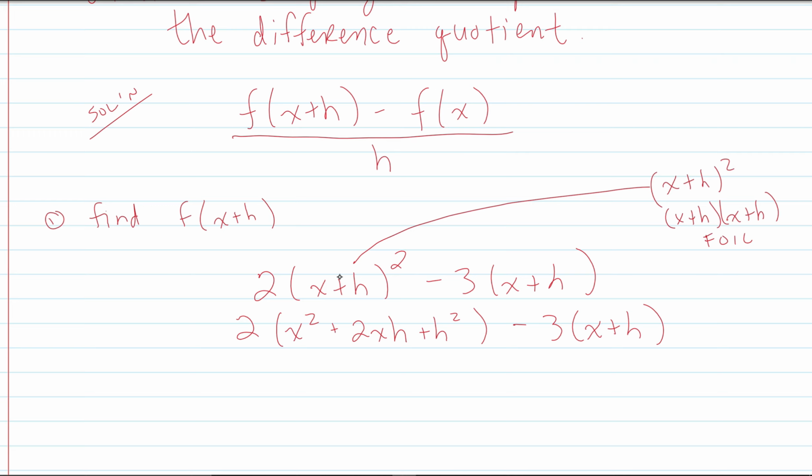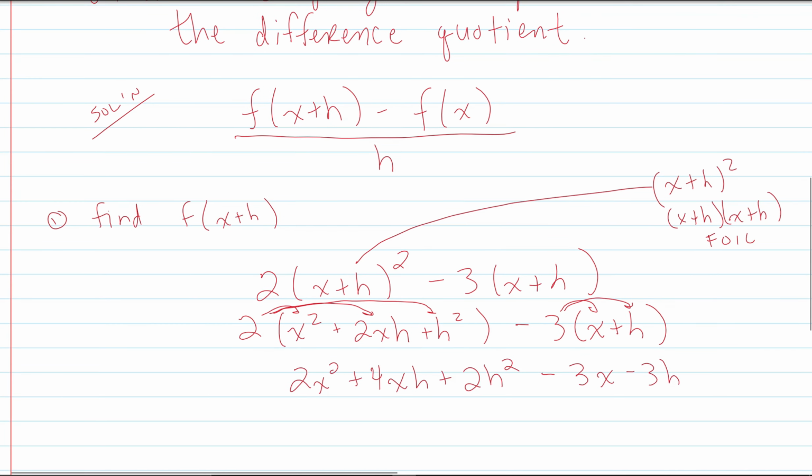Now we want to distribute this 2 through the entire parentheses. So we get 2x squared plus 4xh plus 2h to the second. All right. So now we go ahead and distribute that negative 3 to those two terms. So we have negative 3x, negative 3h.